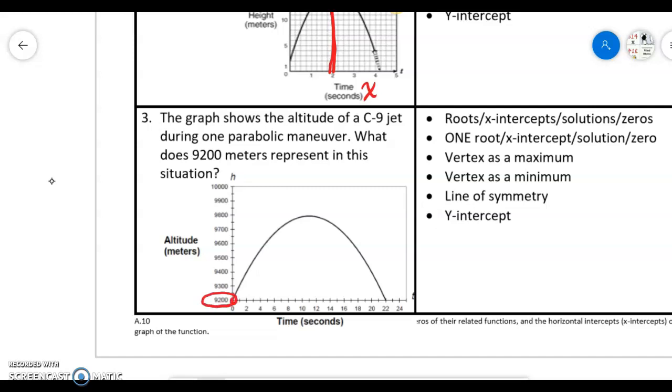Now, we want to be very, very careful because it looks like that is in fact hitting this coordinate, 0, 9,200. So that is in fact a y-intercept. Do not get that confused with being a root, because remember a root is going to be the x value when y is 0. And if we write out this coordinate, that in fact is not happening.